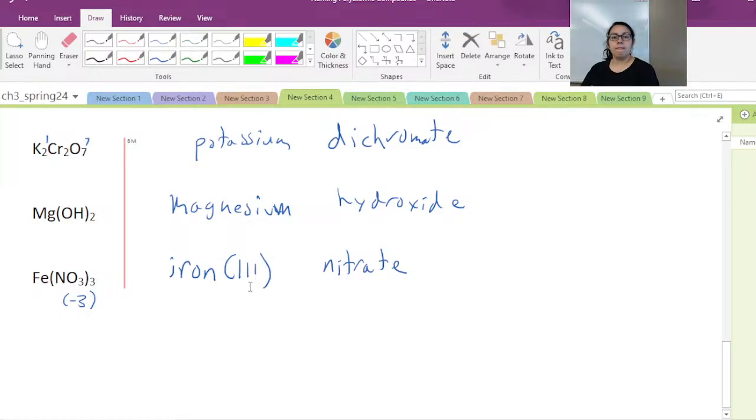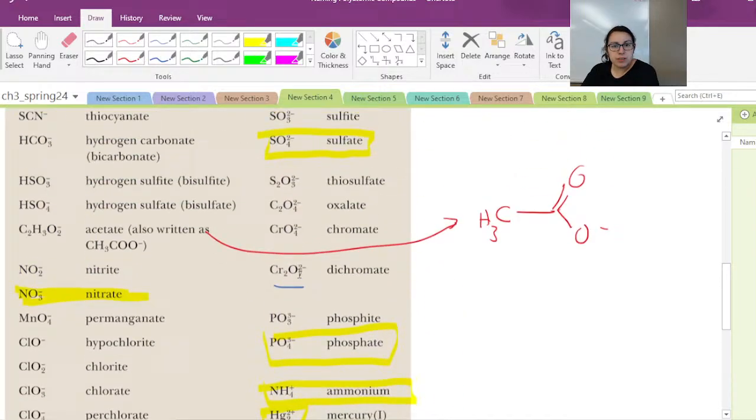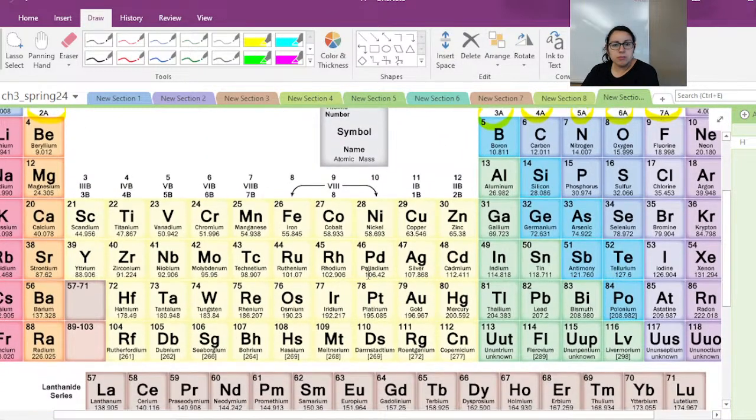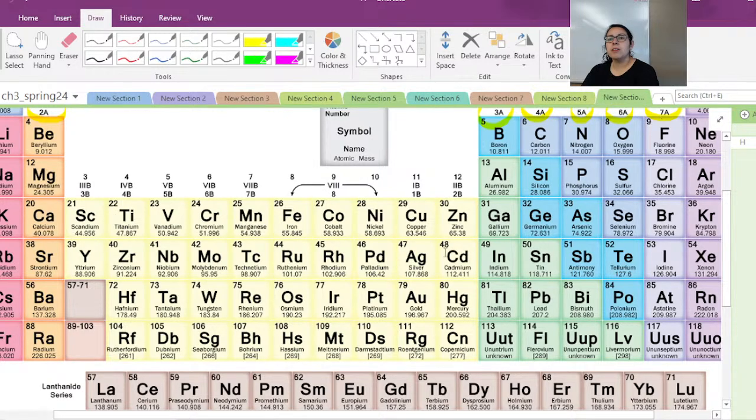What did you say iron is? A variable oxidation state. Remember, it's in the transition metals, so anything in the transition metals has variable oxidation states, except for silver and zinc. Yeah, the few exceptions.